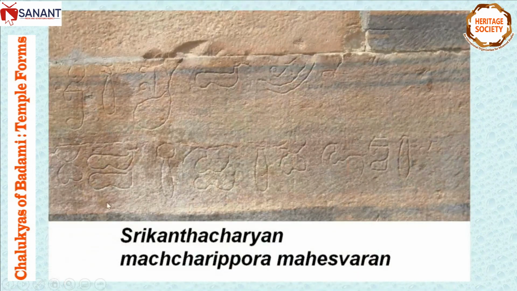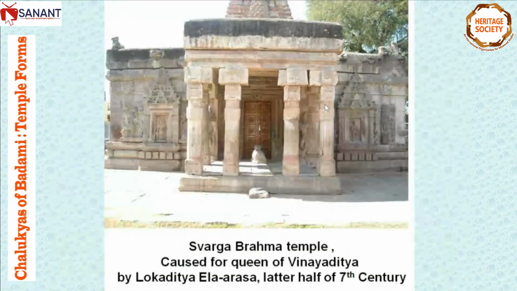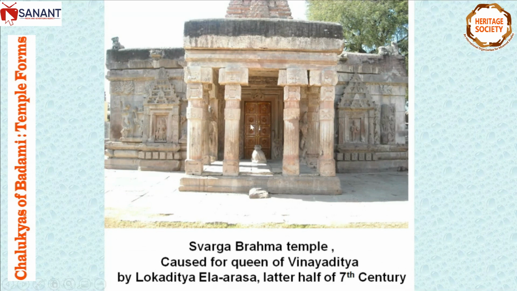Fortunately, I know an architect, Srikantacharya, from Alampur, whose name repeats many times there. This is the Swarga Brahma temple, which was caused to be built for Queen Vinayaditya, Queen of Vinayaditya. So, latter half of the 7th century.